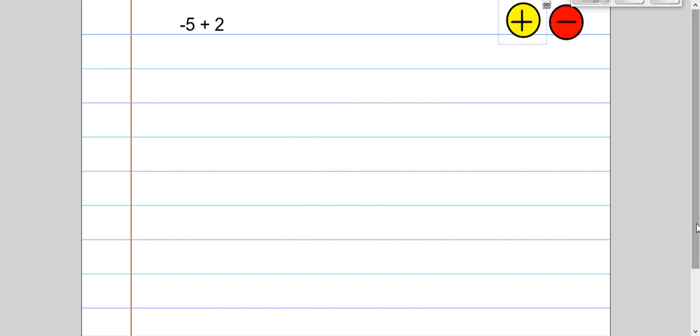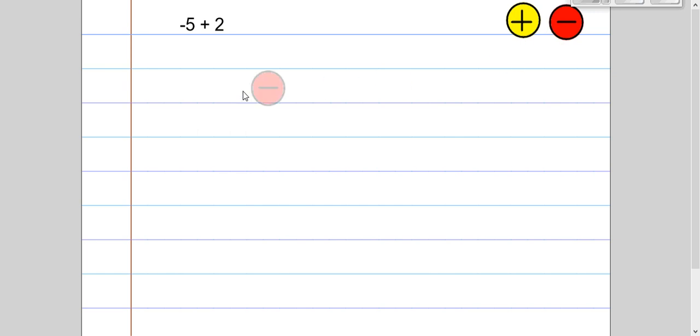All right, so let's work out some examples. We don't need to work out the negative plus a negative and the positive plus a positive, because those are pretty self-explanatory. So we're going to work out the situations where there are two different signs. So here we have -5 plus 2.